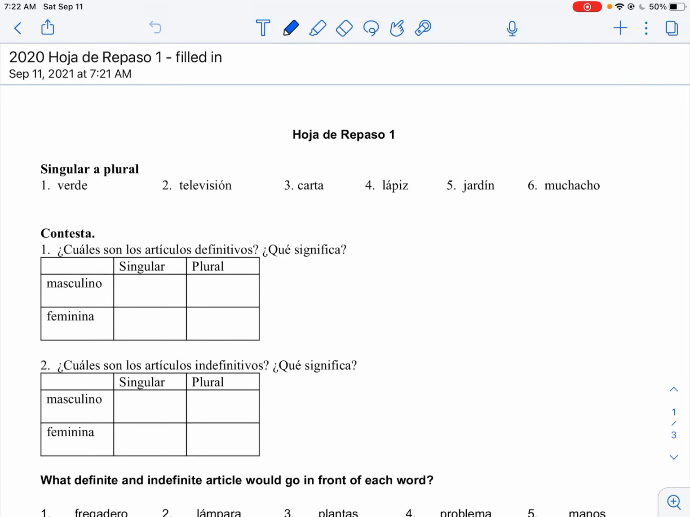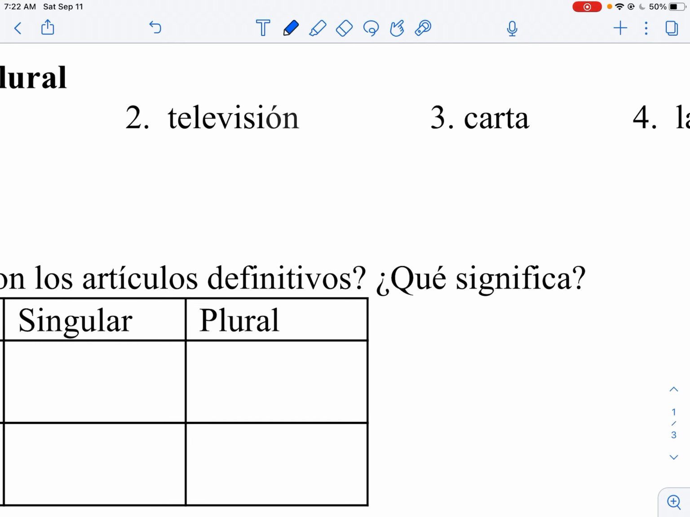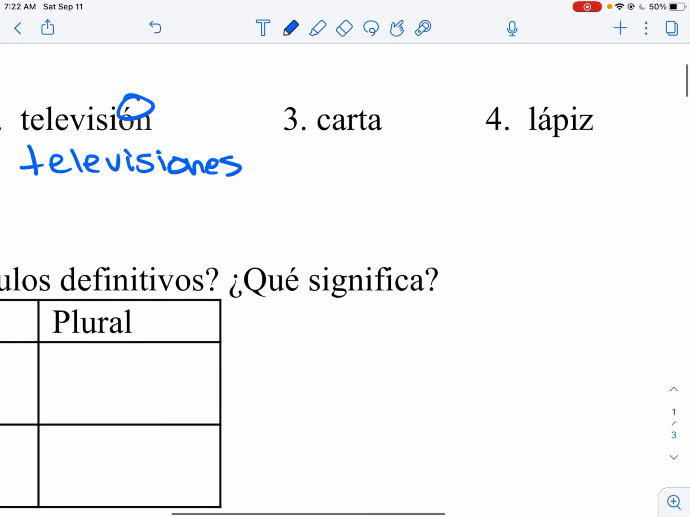This is the homework that you did on Go Formative. So, in order to make this plural, I would add an S. Now, on this one, I can't just add an ES because it has this accent on the last syllable. So, I have to take that accent off.